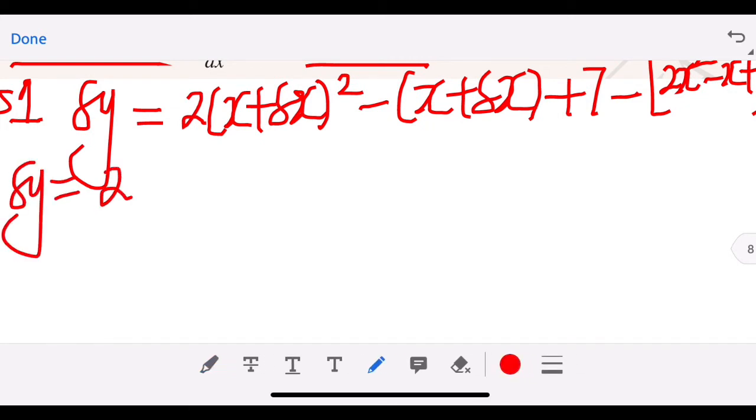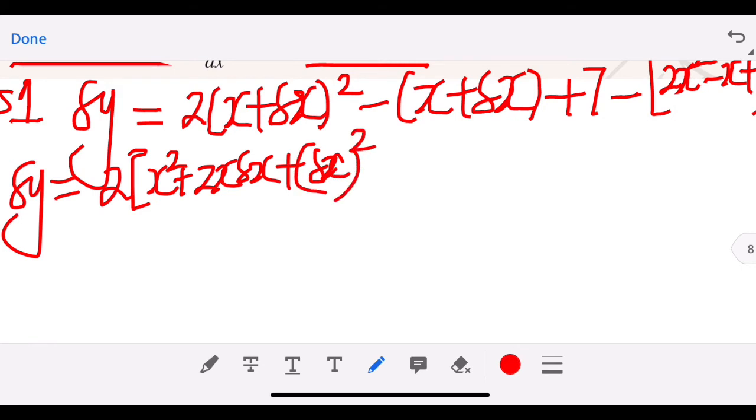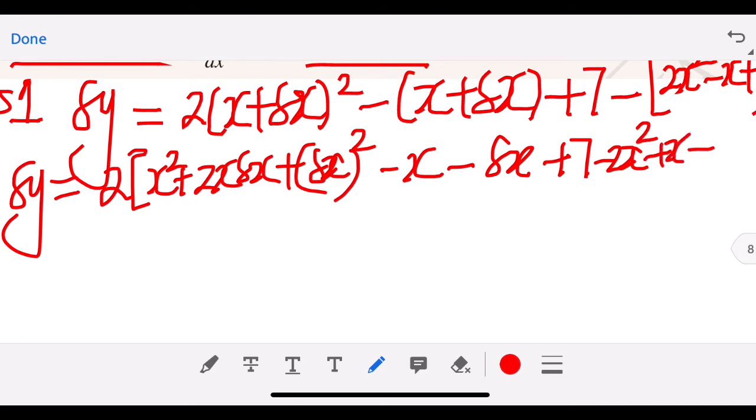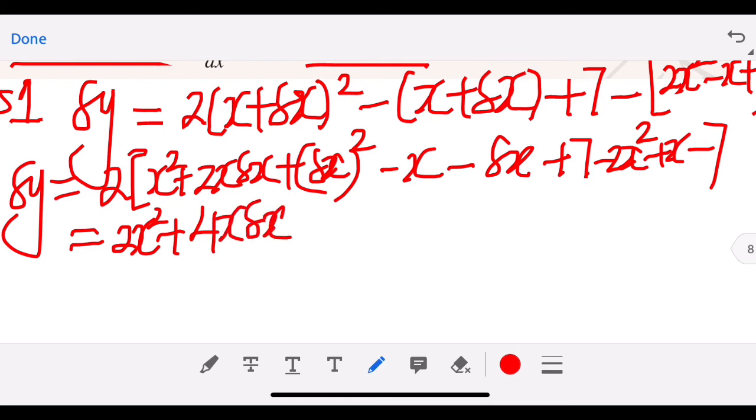So we have 2x squared plus 2x delta x plus delta x squared, right? Then we have minus x minus delta x plus 7. Okay, minus 2x squared plus x minus 7. Be careful with the sign. Okay, so let's try to simplify. So we have the 2x squared plus 4x delta x plus 2 delta x squared.